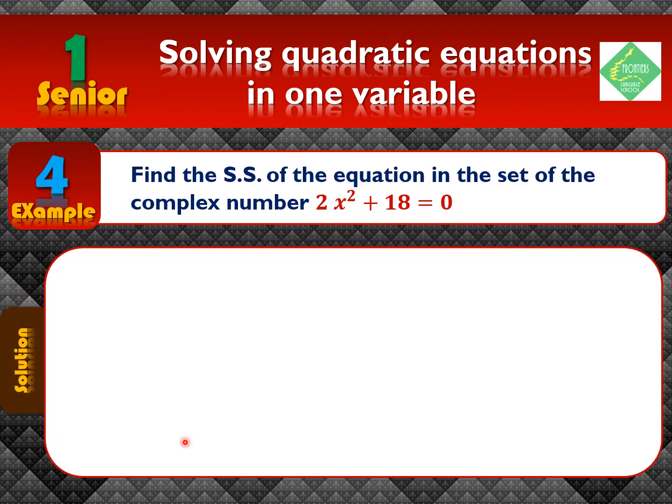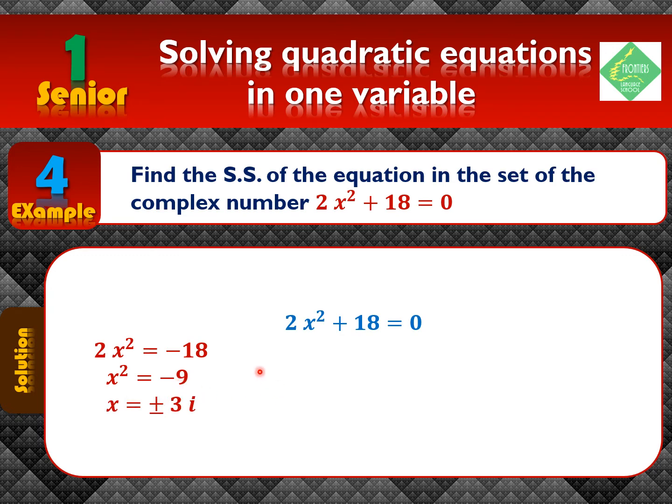Example 4. Find the solution set of the equation in the set of the complex number. Okay. 2x squared plus 18. I want to get rid of anything with x, but here I have plus 18. So convert plus 18 to the other hand side with negative sign, which is negative 18. So I have 2x squared equal negative 18. Divide both sides by 2, you get x squared equal negative 9.